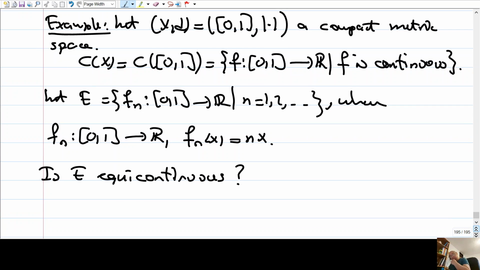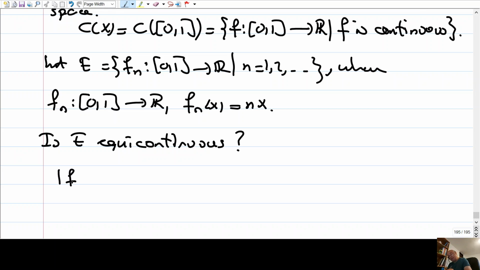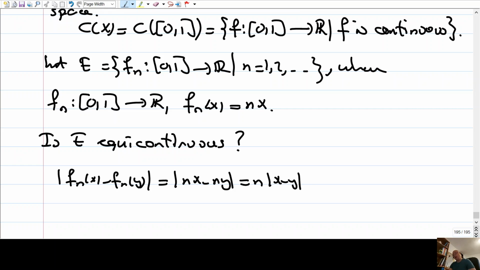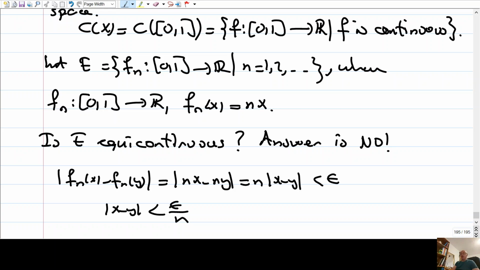Well, you see, the distance between f_n(x) and f_n(y) is n times |x - y|, and you want this to be less than epsilon, but then |x - y| should be less than epsilon over n, right? So this should be your delta. But you see, your delta, epsilon over n, certainly depends on n, right? So you cannot find a common delta which works for all of them. So the answer is no.